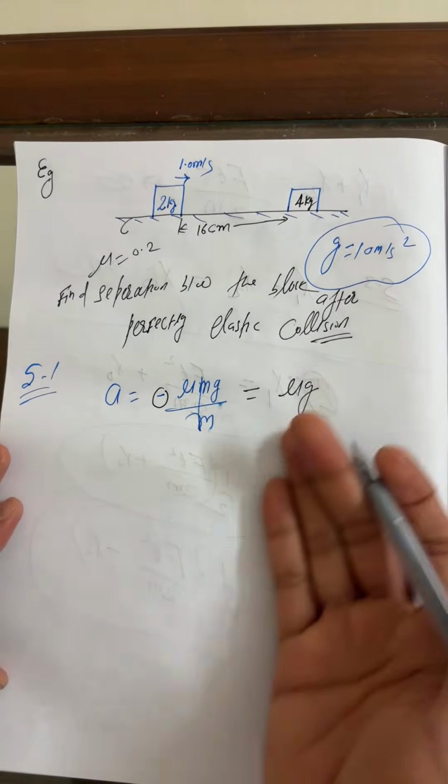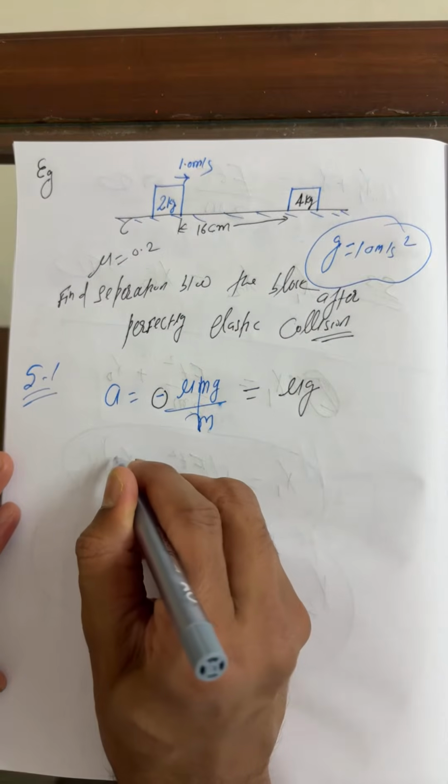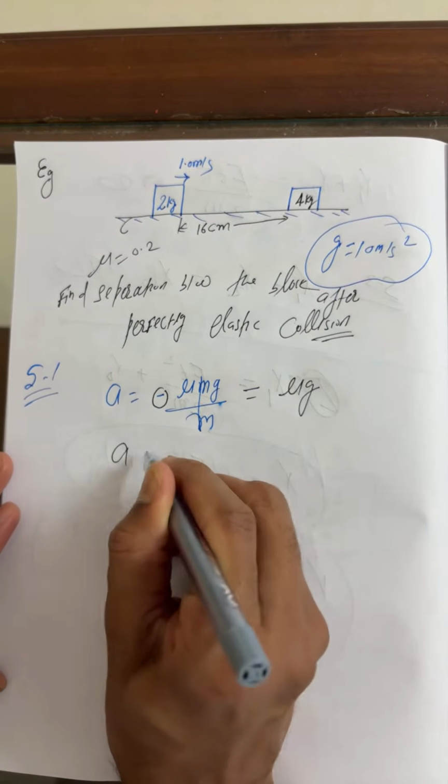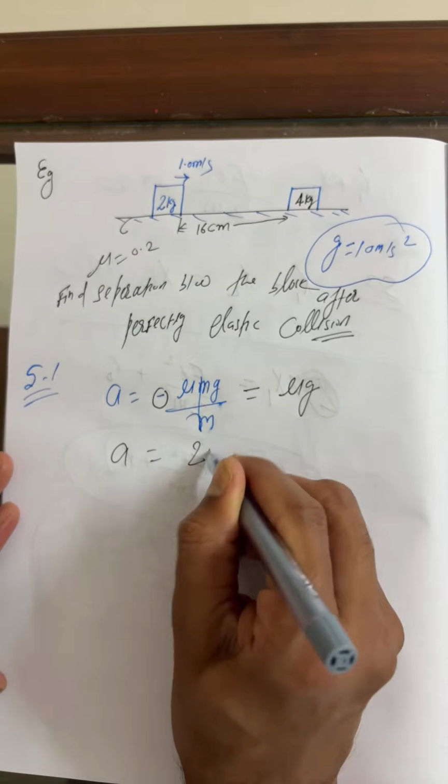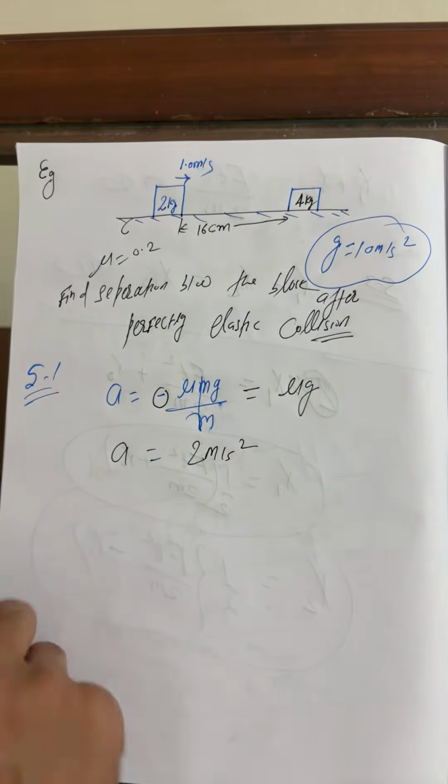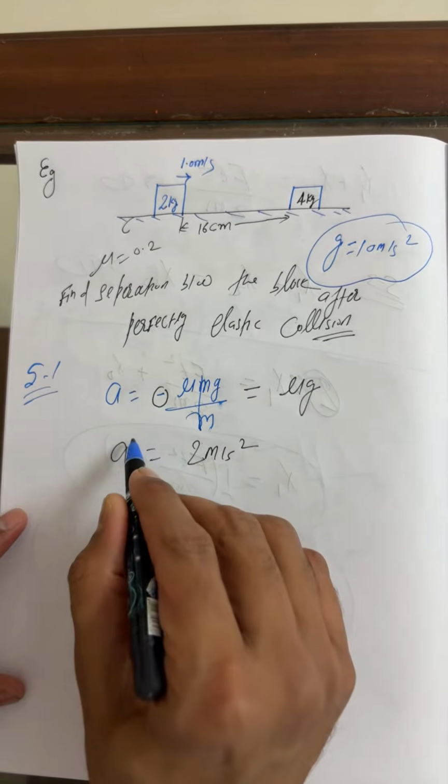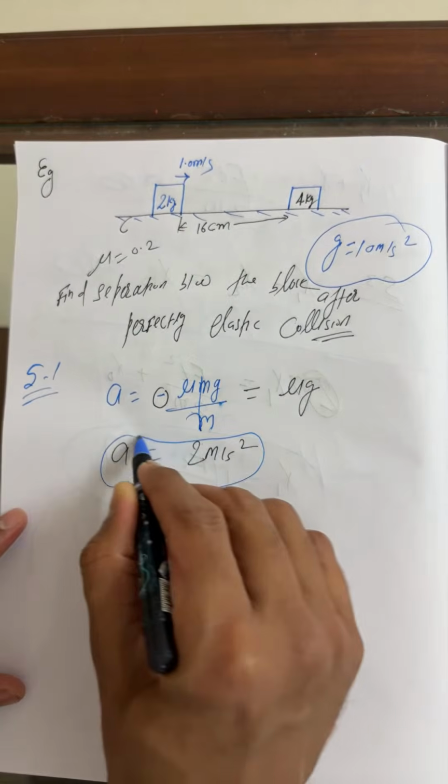Mu is given, and g we can take as 10. So finally a will be 2 meter per second square. I'm not taking a minus sign here because the minus is already understood; this is negative acceleration.